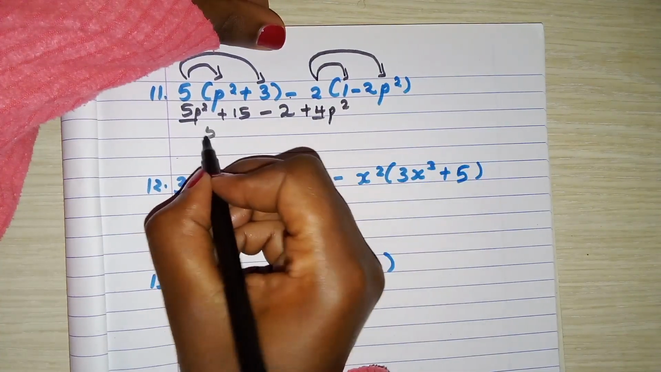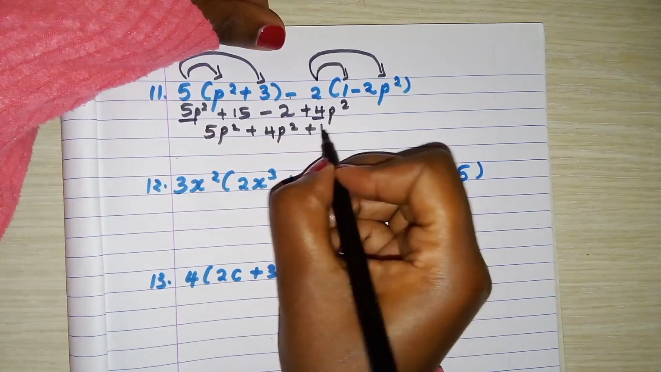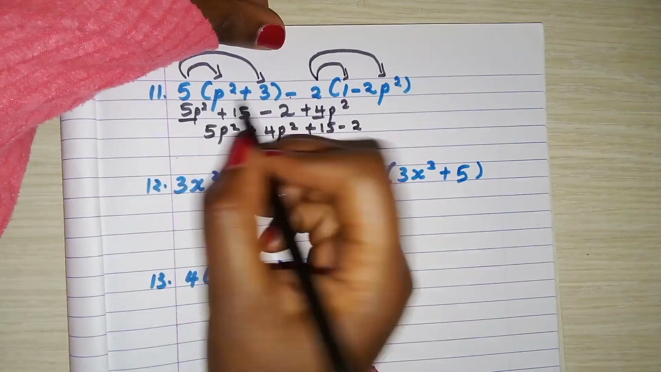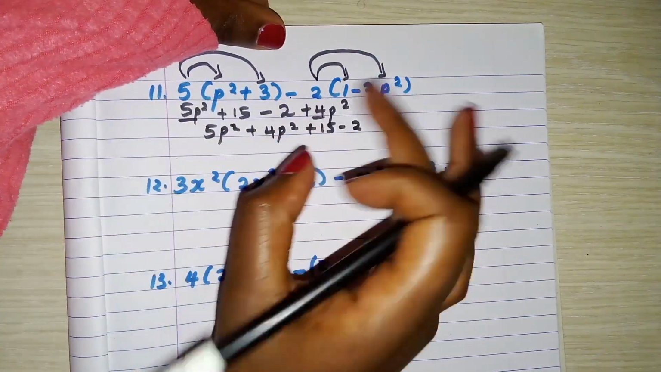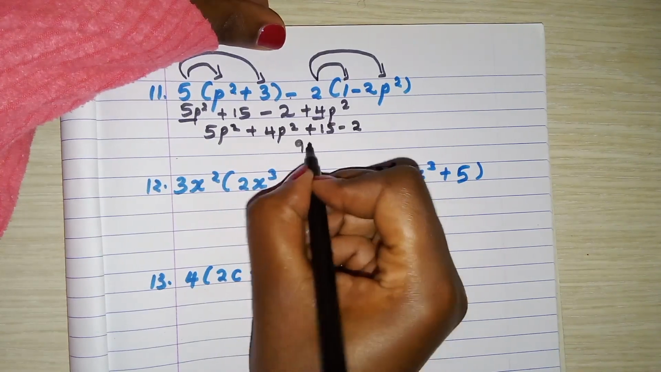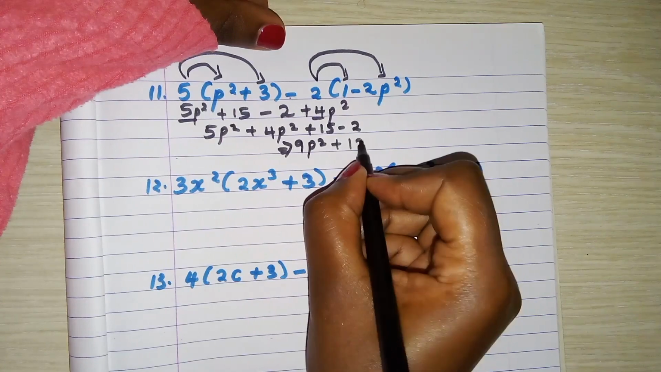Like terms, we have 5p squared plus 4p squared plus 15 minus 2. Remember that rule? Take the sign before the number. That's the only way you'll get these kind of questions right. So 5p squared plus 4p squared is 9p squared. 15 minus 2 is positive 13.